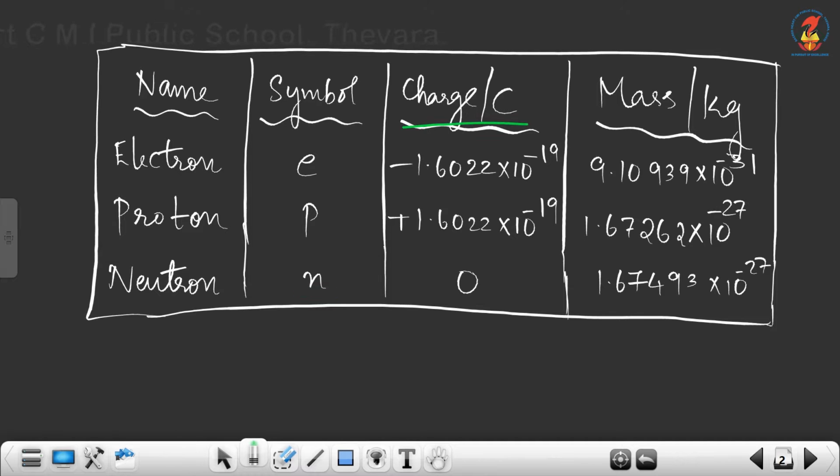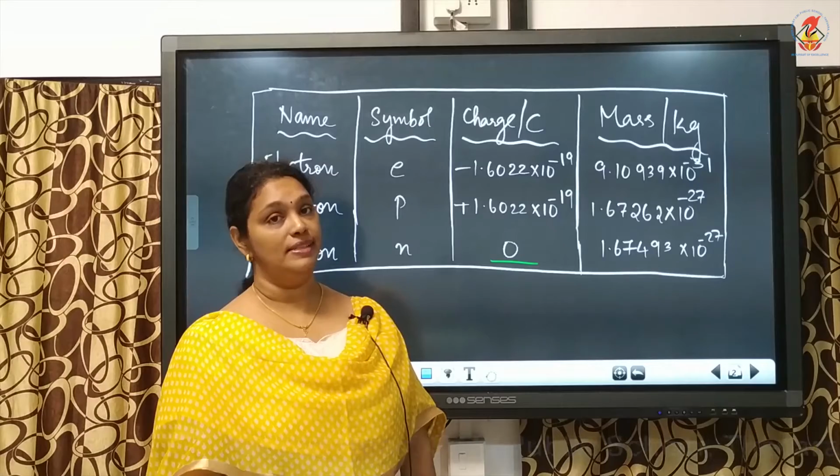Now the charge is given in coulomb, C-O-U-L-O-M-B, coulomb. And the charge of an electron is minus 1.6022 into 10 raised to minus 19 coulombs. Now the charge of proton is plus 1.6022 into 10 raised to minus 19 coulombs. And the neutron, we know neutron is neutral with no charge, so its charge is 0.